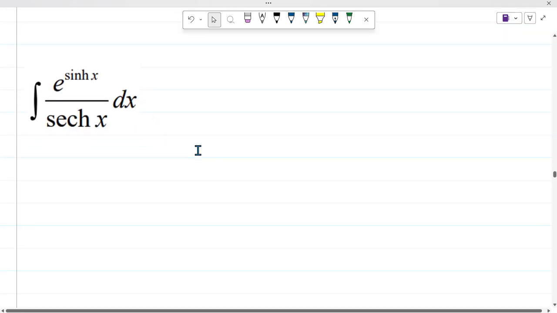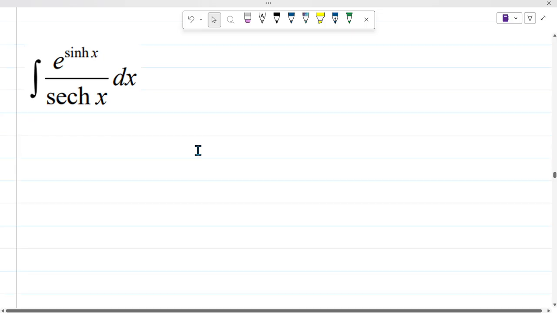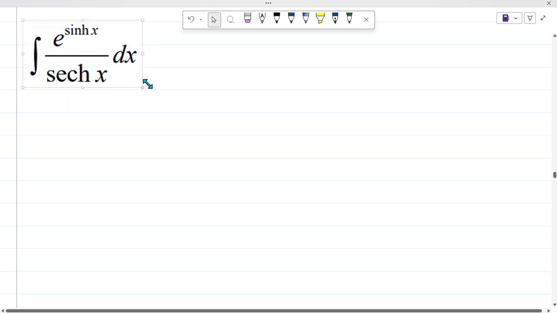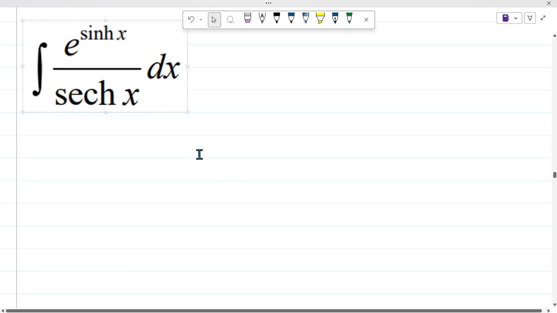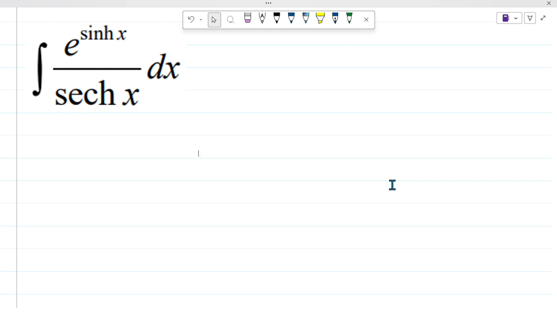All right, we have this guy now. Let's see what damage we can do to him. All right, so now we've got the integral of e to the power hyperbolic sine inverse of x, all divided by hyperbolic sec of x dx. So what do we do?